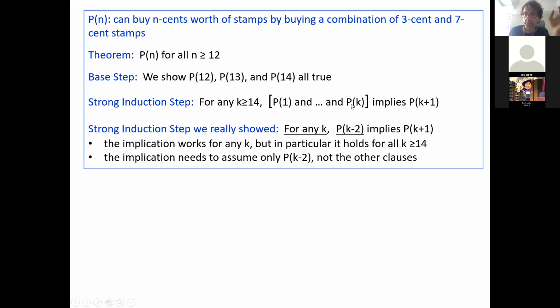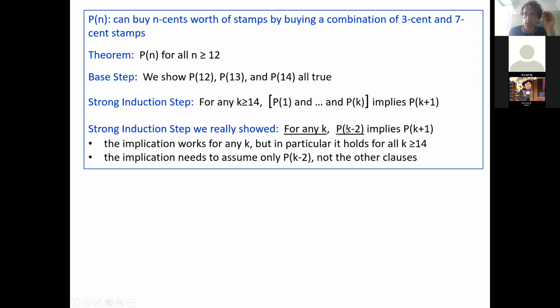So what is the relation between them? It turns out that we don't care. In order to prove this, all we need to know is this. We don't care if P is true about k minus 1. We don't care if it's true about P(k). It's only this that we care about. Is that a problem? Not really. It's still a strong induction.